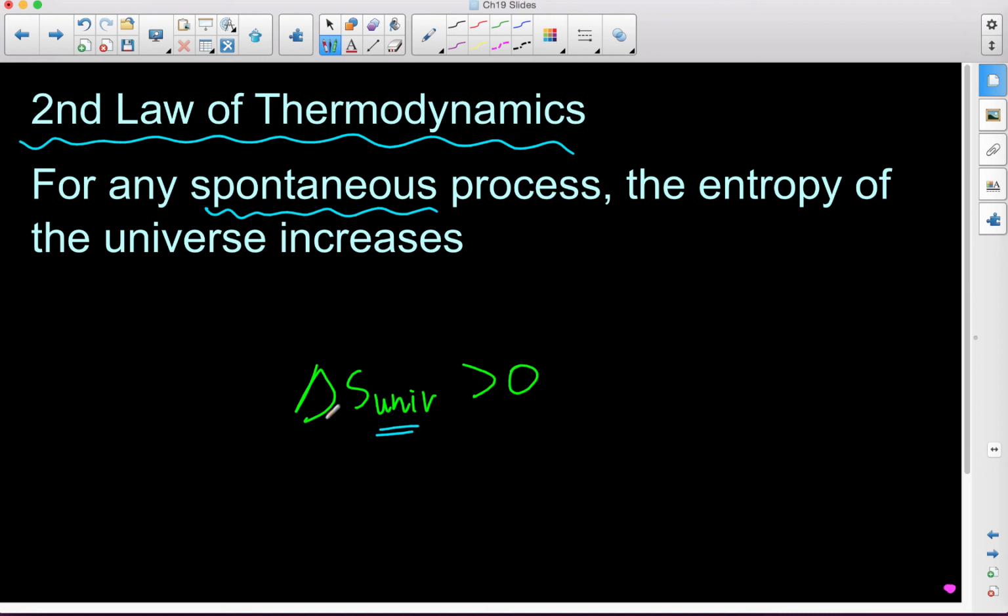Okay? We're going to define entropy momentarily, or what it means in terms of common use as opposed to what we just saw. Okay? The entropy of my universe increases. All right, we're going to stop here, pick up in the next one, defining what entropy means.